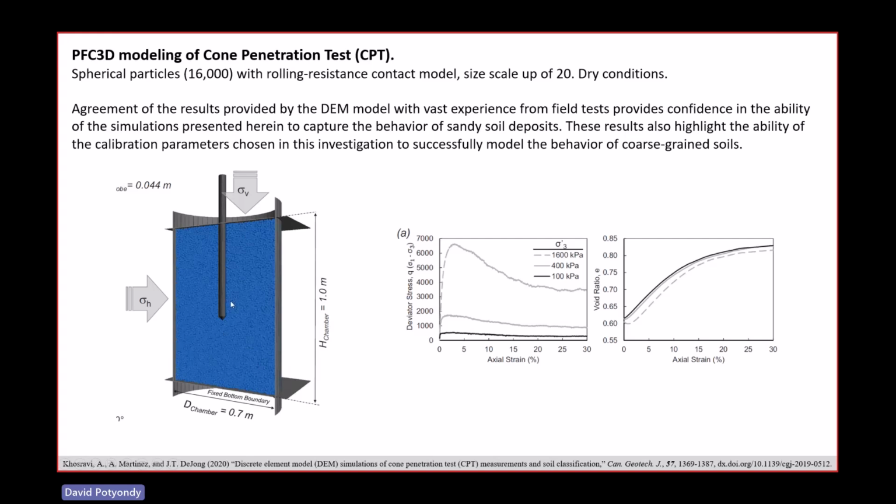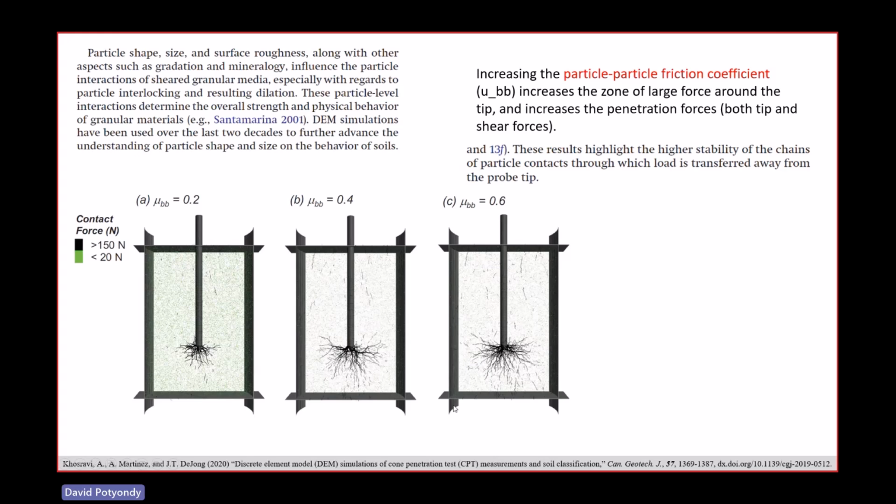They don't really affect the results. Okay, they calibrated this. Here's their calibration results for that material. And then here you're looking at it as you start pushing this in. And what they're showing here is that rolling resistance friction. And what they're showing in this one, I think, increases the zone of large force around the tip, which sort of makes sense, right? Because the more you crank this up, the more sort of an interlock effect, the more dilation you're going to get.